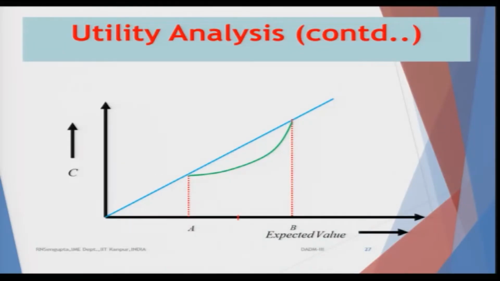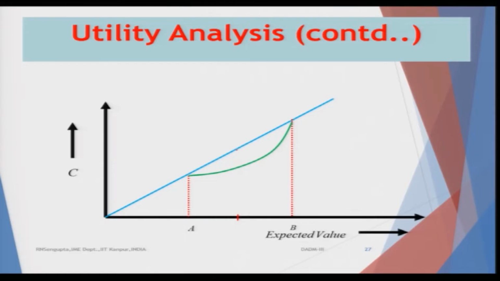Now, consider when you play the gamble, the probability of getting A is half, and the probability of getting B is half. So, if I want to find the expected value, it will be A into half plus B into half, which would be the midpoint between A and B. So, (A plus B) by 2.